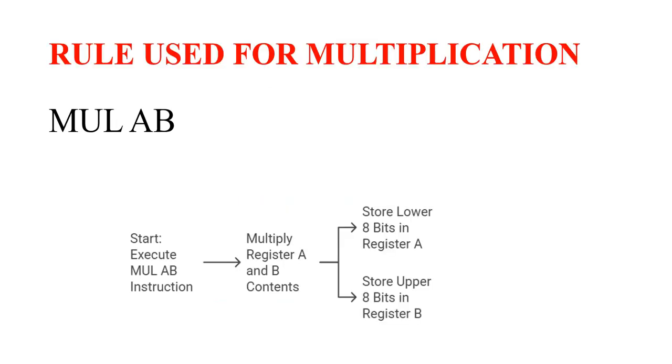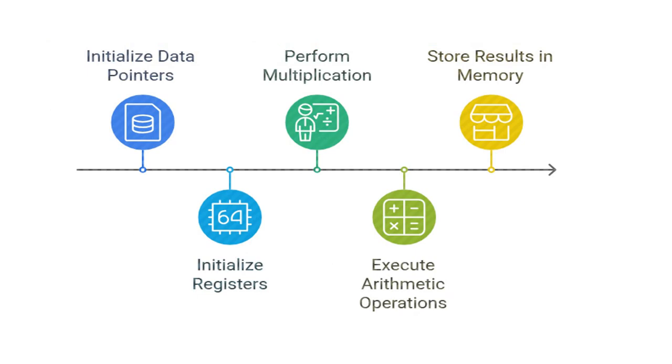This was the rule for multiplication, and now this is the overall logic we'll be applying here. That is, here we will initialize the data pointers and the registers in order to perform the multiplication of the values which are stored in the memory, followed by a series of arithmetic operations. First we are initializing the data pointers and the registers, then we will perform the multiplication and addition operations on that, and the results are stored back into the memory at a specified address.